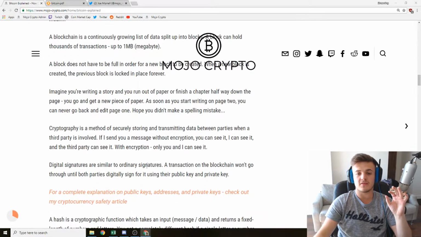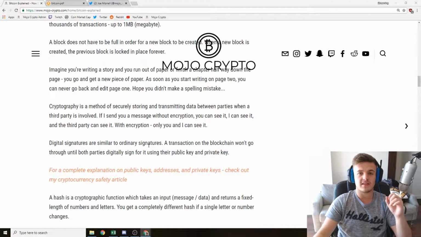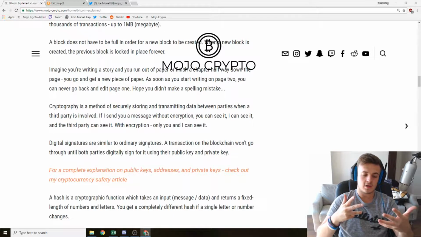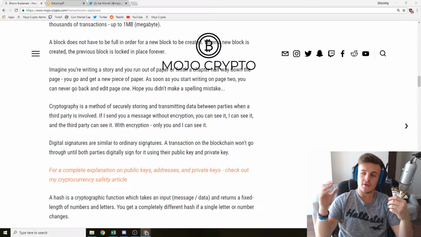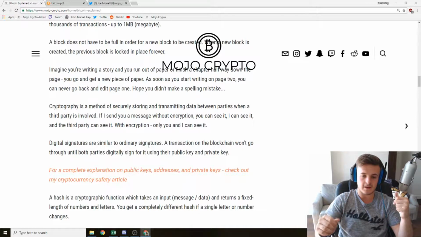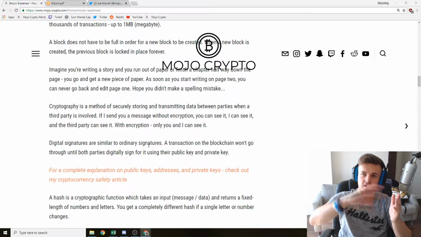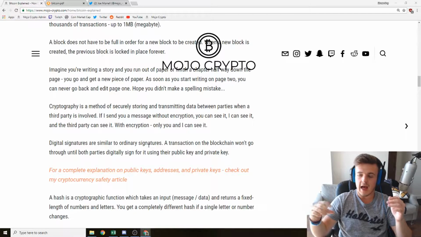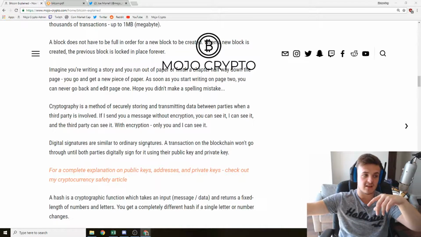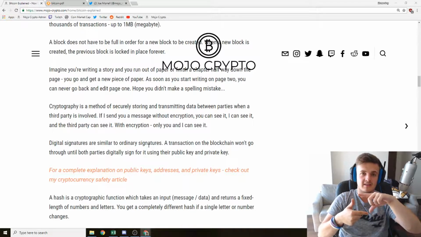Cryptography is a method of securely storing and transmitting data between parties when a third party is involved. So if I send you a message without encryption, you can see it, I can see it, and the third-party messaging app that we're using can see it. So say we've got a third-party messaging app. I send a message, it goes through them, and then it goes to you.